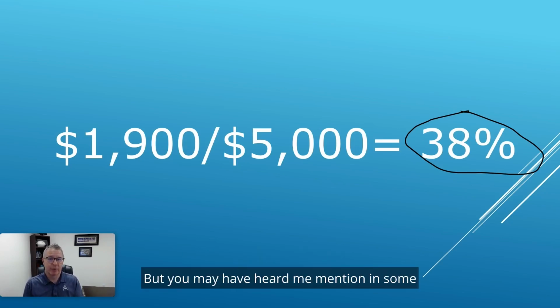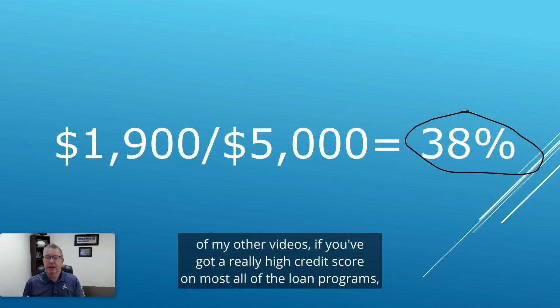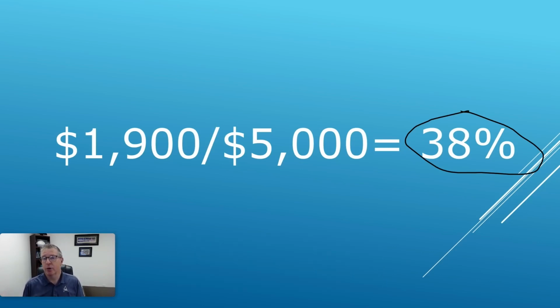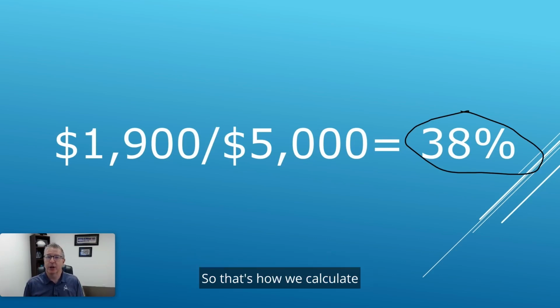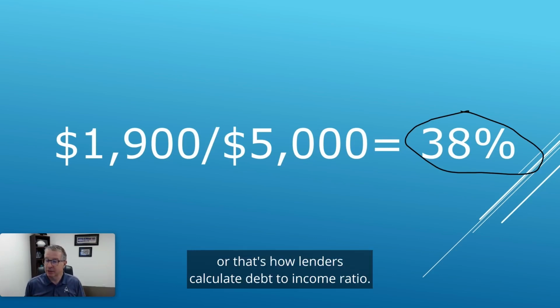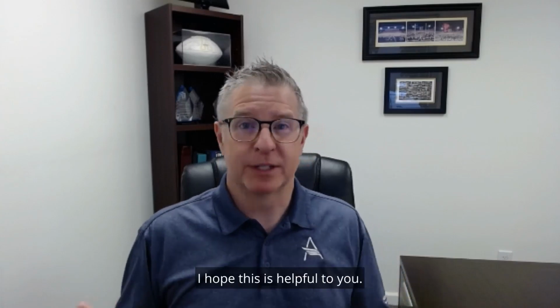But you may have heard me mention in some of my other videos, if you've got a really high credit score, on most all of the loan programs, you're going to get more leeway on that debt to income ratio. So that's how lenders calculate debt to income ratio. I hope this is helpful to you.